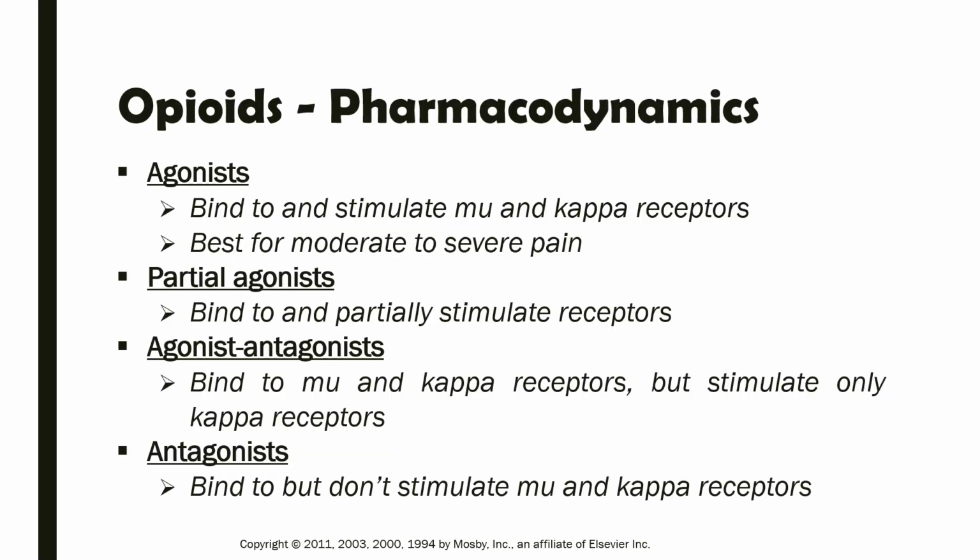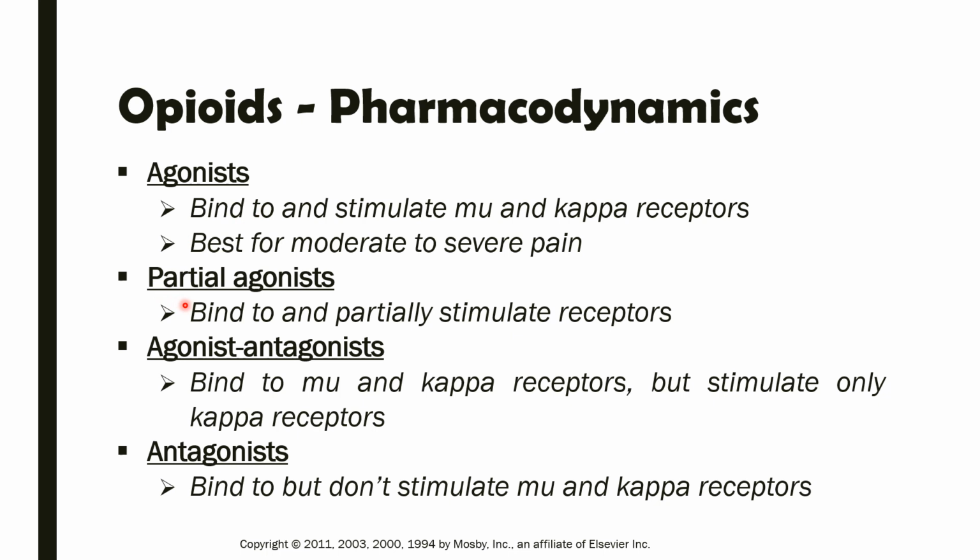Here are the different opioid drugs, their classifications, and their indications. So we have those opioid drugs that are full agonists, and of course they will bind to and stimulate the mu and kappa receptors. They are indicated for moderate and severe pain. Again, examples of these pure agonists are morphine, hydromorphone, fentanyl, and others.